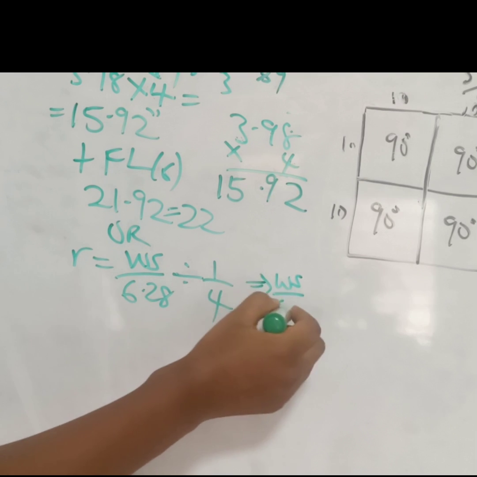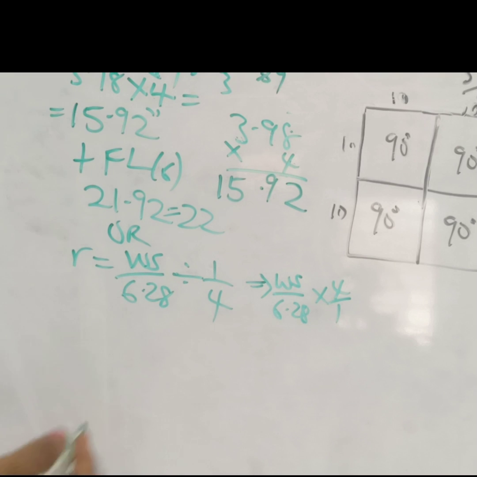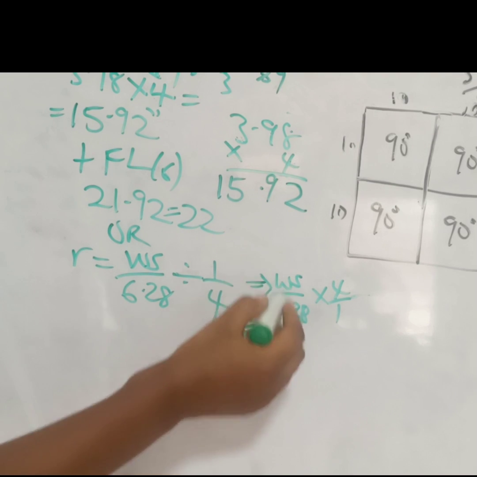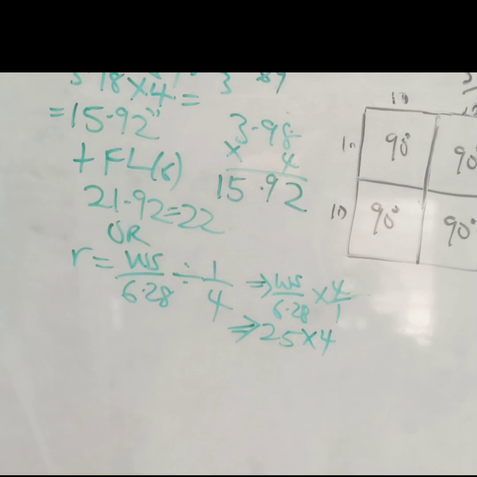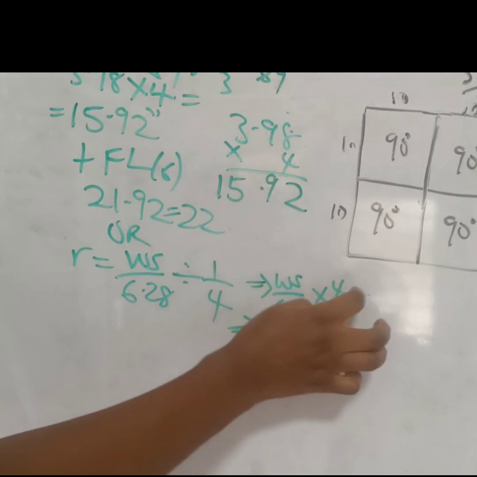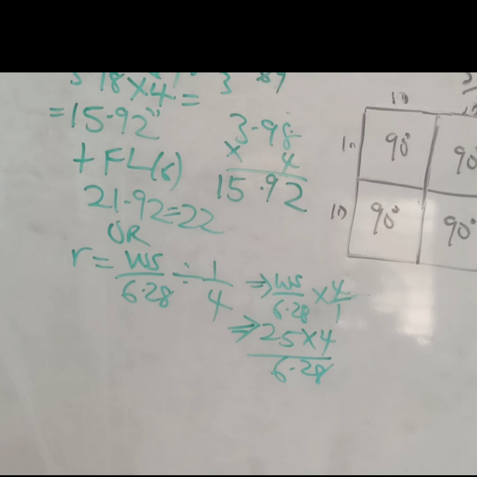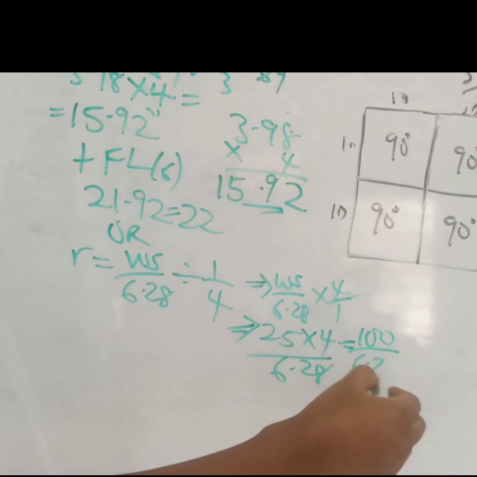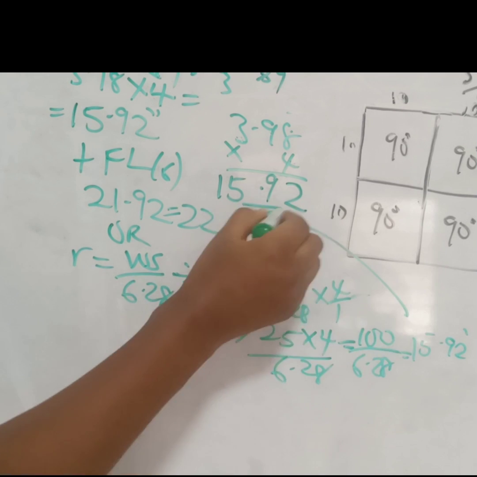So you're going to have waist over 6.28 times 4/1, which is also waist times 4, and the waist in this case that we are using is 25. So 25 times 4. Use the waist to multiply by 4 first before you divide by 6.28. You are still going to get the same answer. 25 times 4 is 100. 100 divided by 6.28 will give you 15.92, which is the same thing as this.